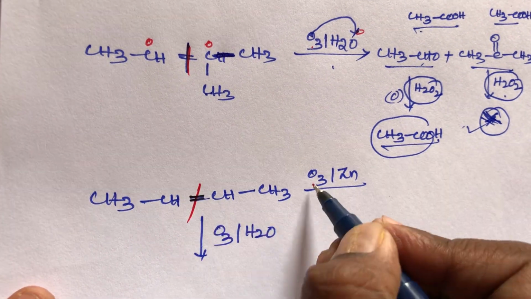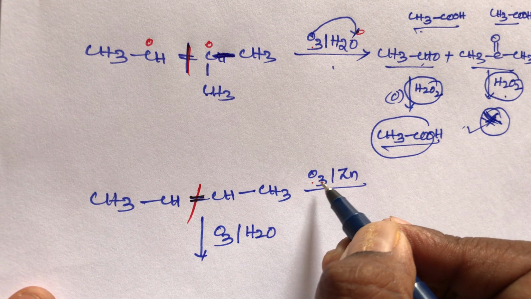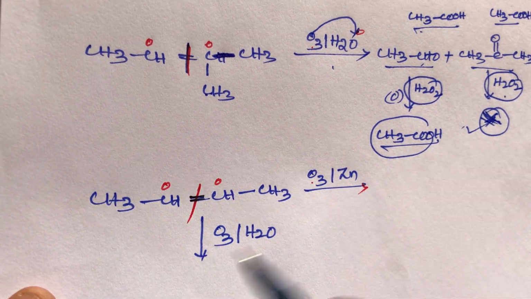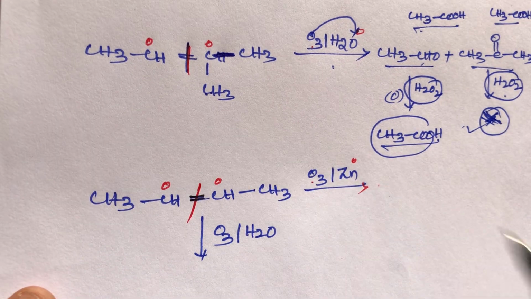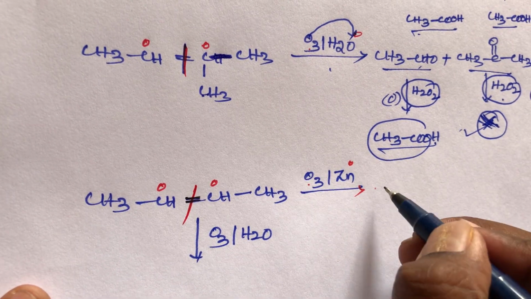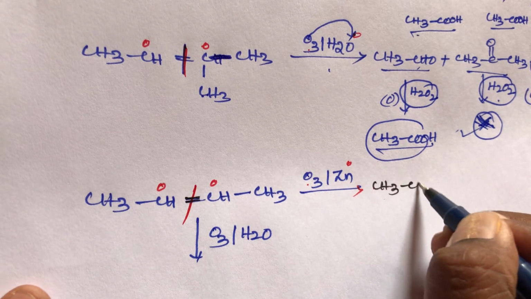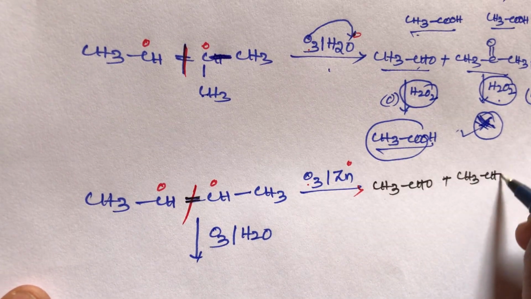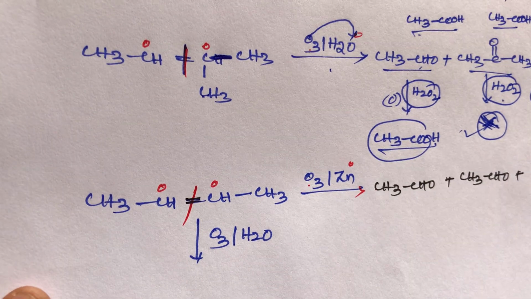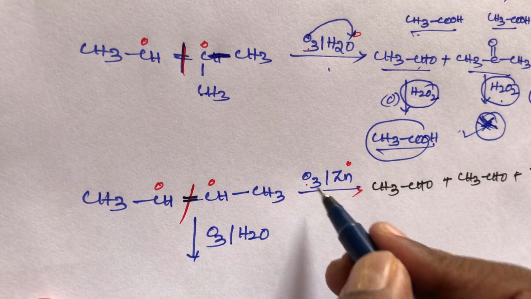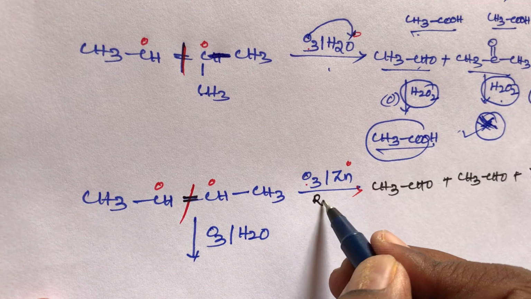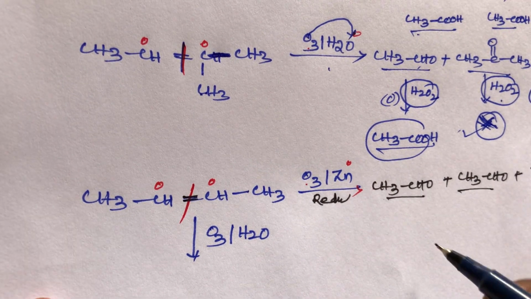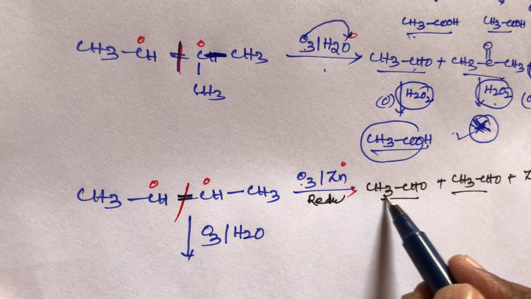Bond cleavage. Here three oxygens are there. What I said, students, one oxygen put on this carbon, one oxygen put on this carbon, and one oxygen put on zinc. So what is the product? We get CH3 CHO plus CH3 CHO plus ZnO. It is a reductive ozonolysis. O3 by Zn belongs to reductive ozonolysis. It is only a one-step reaction, where only aldehyde is formed.